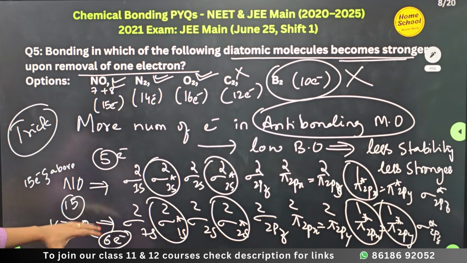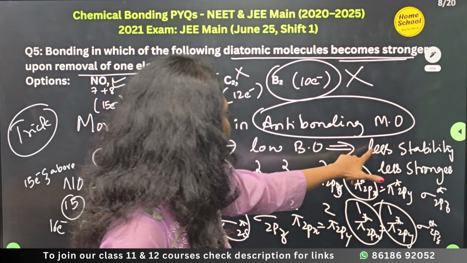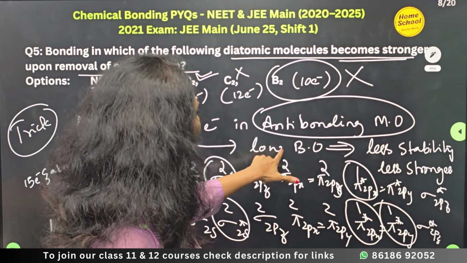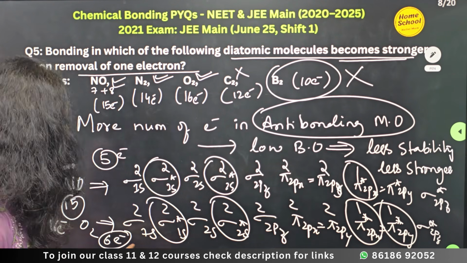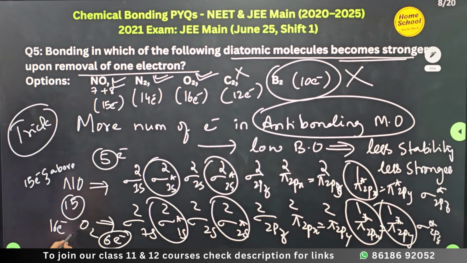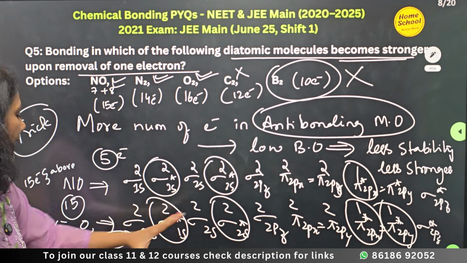So obviously in this state, which one is less stable, right? Less stable in the sense of low bond order. When do you get low bond order? When you have too many electrons in anti-bonding molecular orbitals. So definitely this O2 is less stable, because the number of anti-bonding electrons is more in O2.